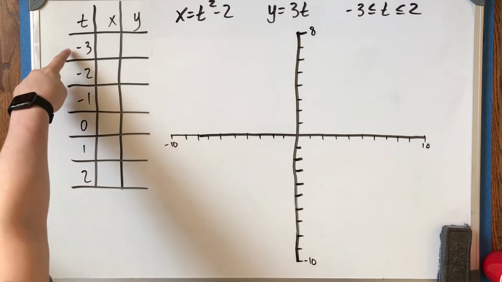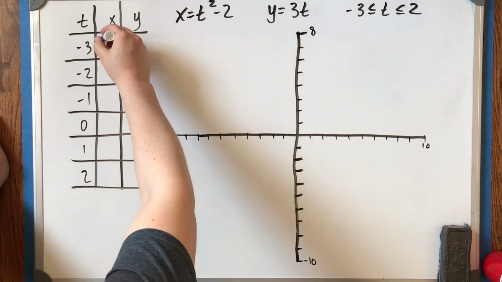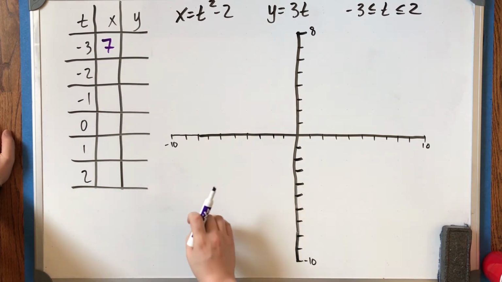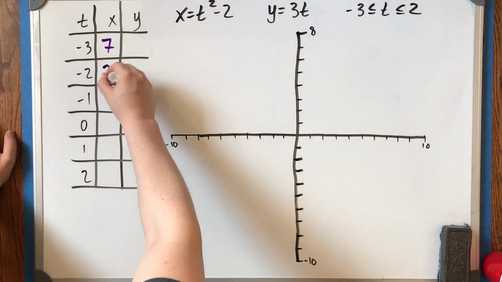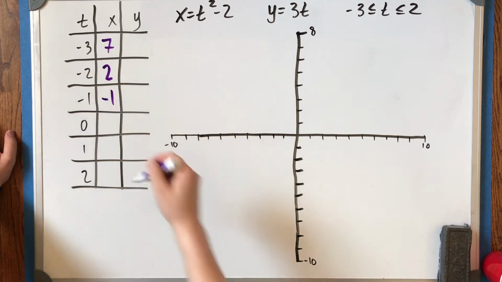So if t equals -3, then I get 9 minus 2, and that's going to be 7. And I'll just continue with all the x values. So I plug in -2, and that will give me 4 minus 2. I plug in -1, and I get 1 minus 2.